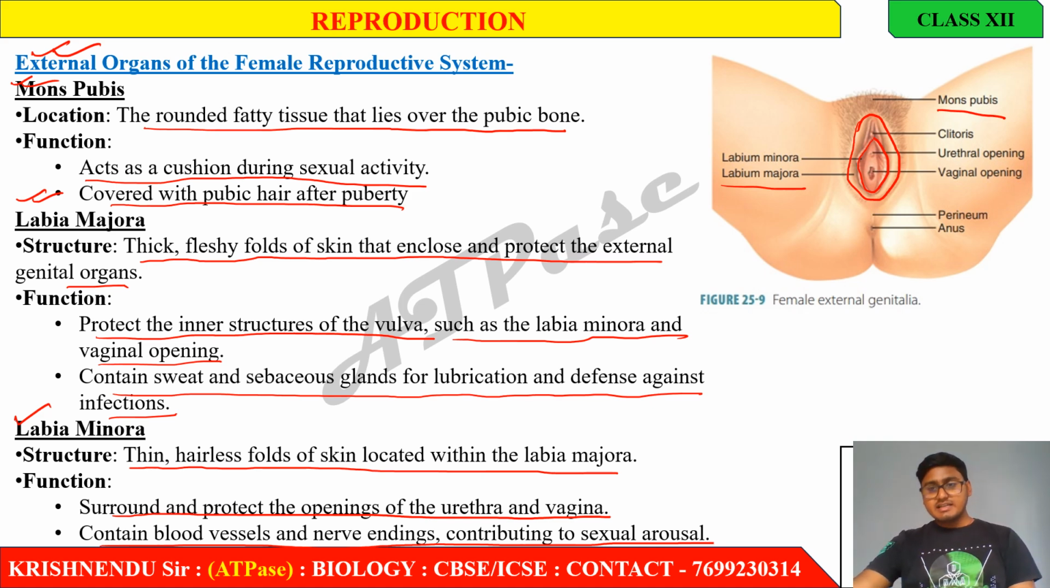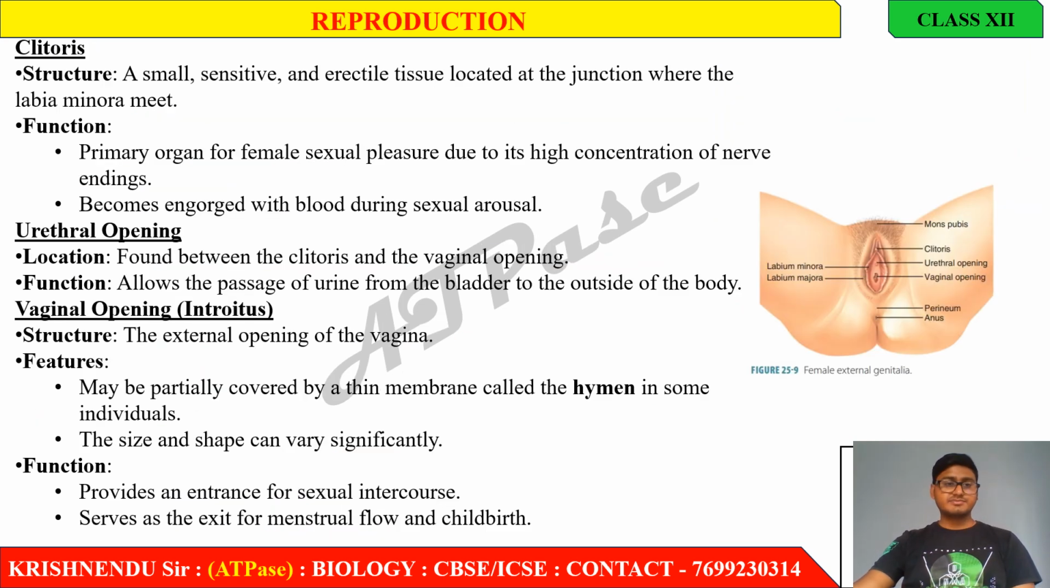Next, here the clitoris is also present. This is the urethral opening, from where urine is ejected from the body, and this is the vaginal opening, from where reproduction is performed. And this is the anus, for the excretion of feces. Okay, let's move to the next slide.